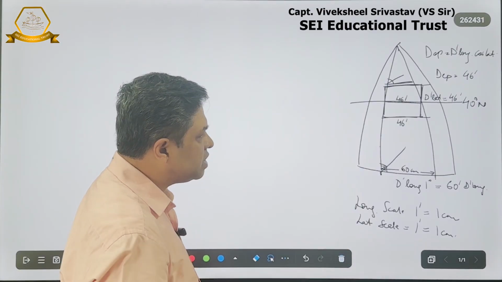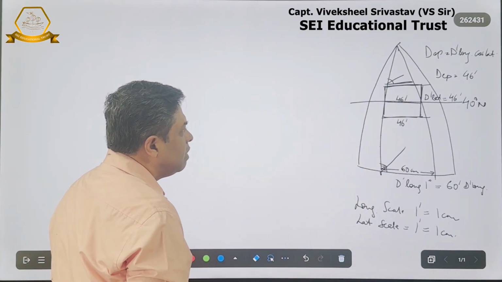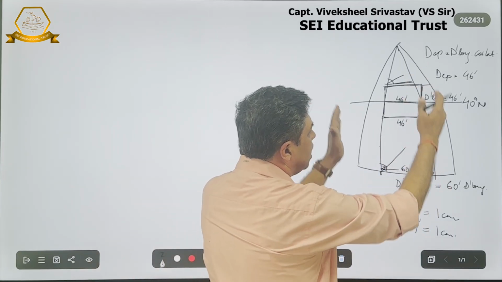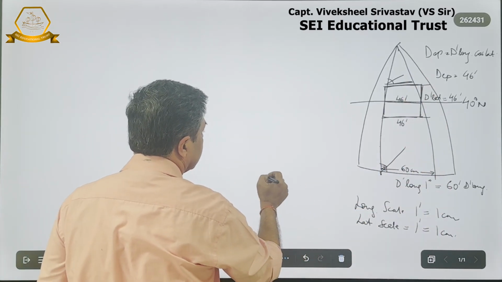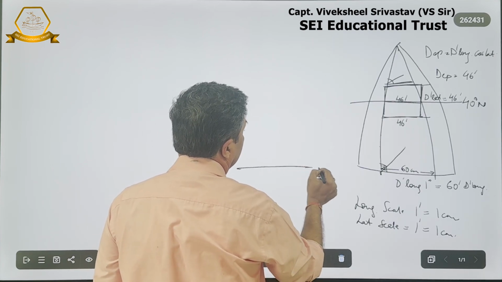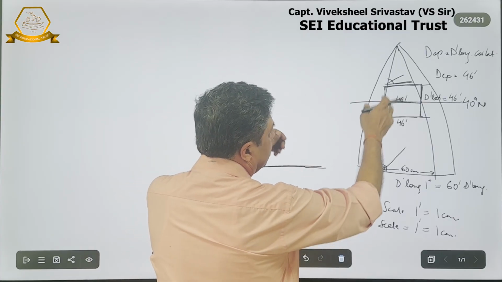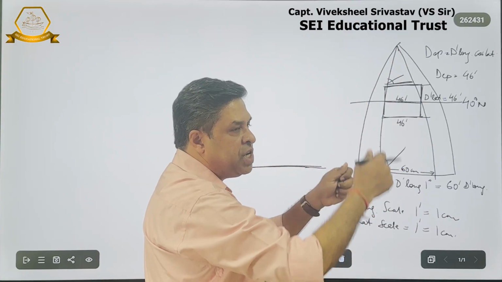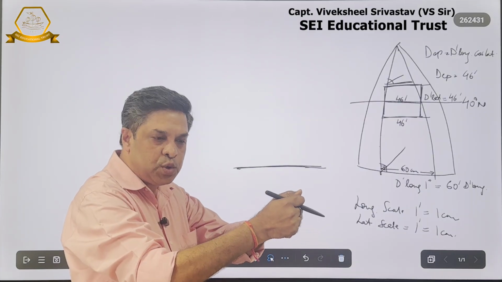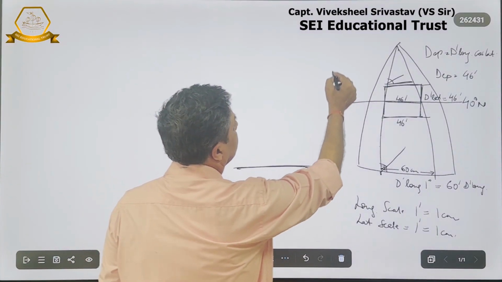But at other places, it will be a problem to plot your courses and take your bearings. So for that purpose, now we need to straighten out the meridians. So what we do is, you think of this thing as a rubber sheet, as a sheet of rubber, and we try to stretch that rubber sheet.